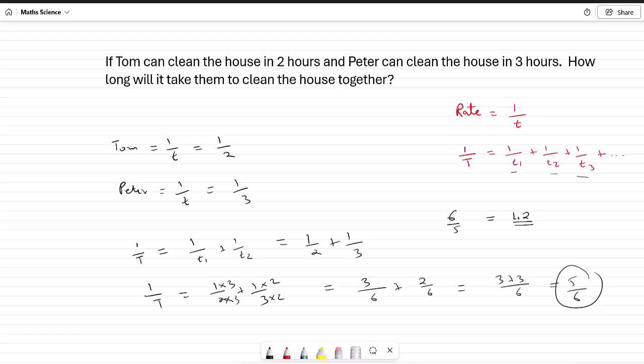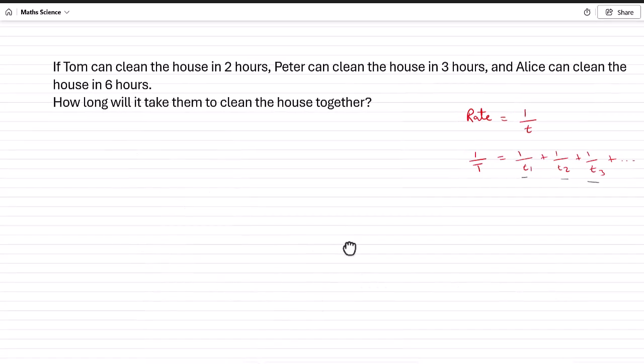So the time taken for both of them, if they work together, is 1.2 hours. And you know this is right because this is less than the time taken by the fastest person, Peter. So it should be less than 2, and it is 1.2.